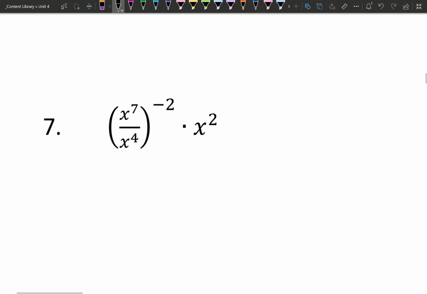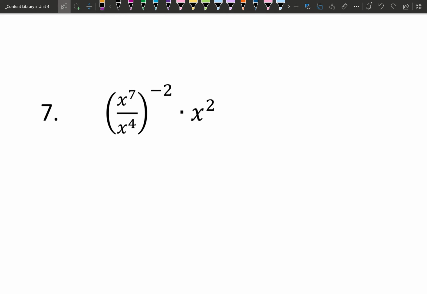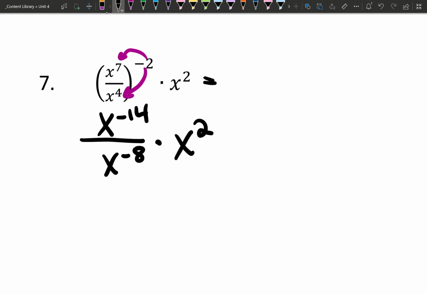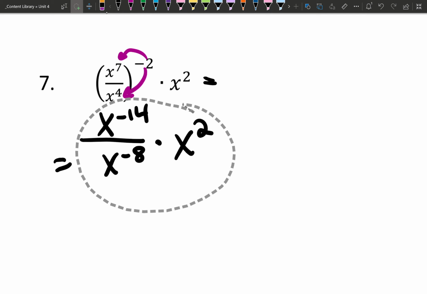Number 7. Let's pass out that negative 2 with our power to quotient rule. So we get x to the negative 14th over x to the negative 8th times x to the 2nd. I don't like it. Let's flip it. Also, I'm going to move this over on that side because I think that will look nicer.